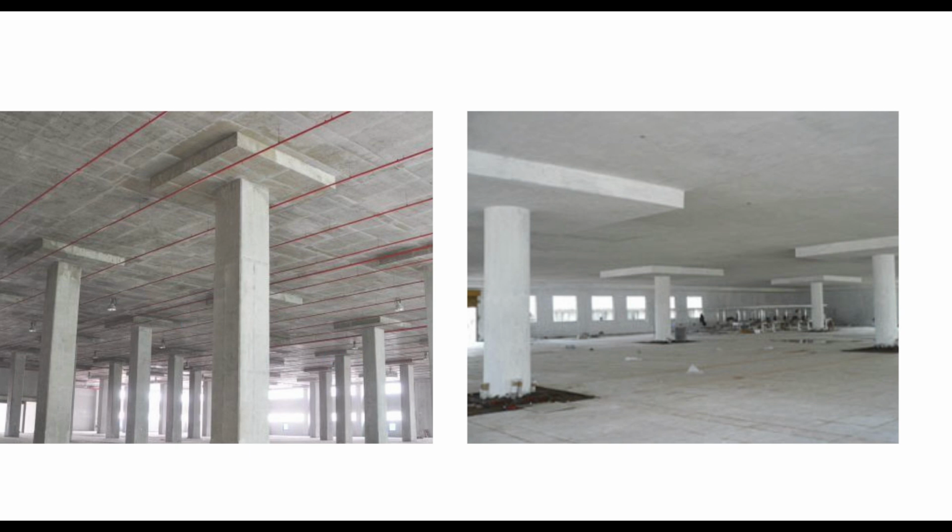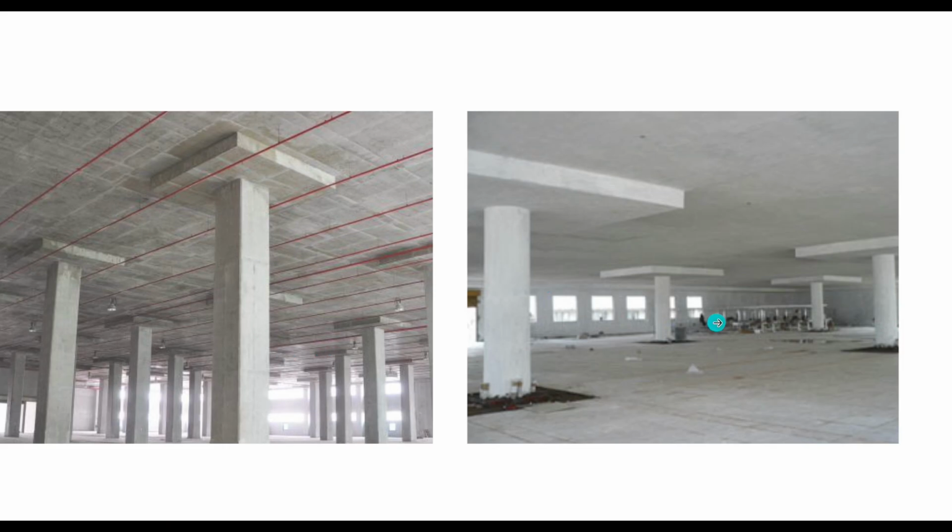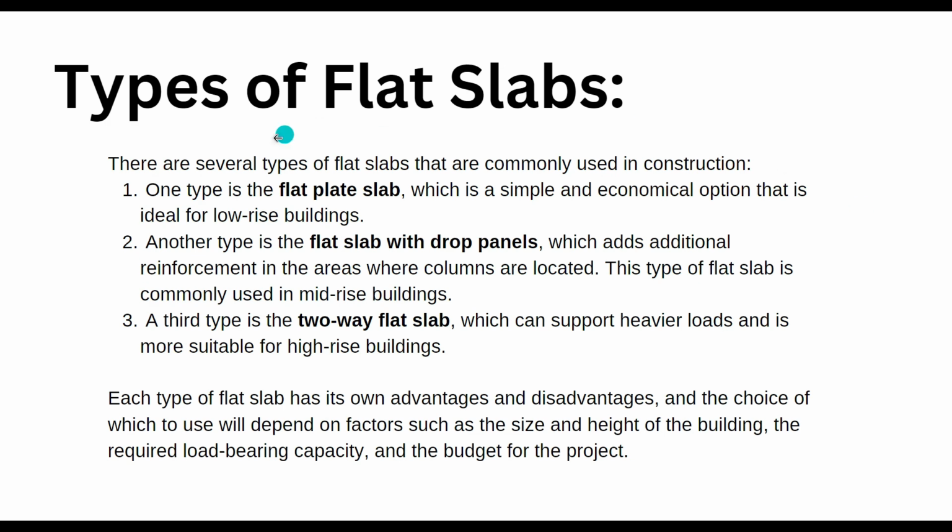So basically this is how the flat slab will look. I just showed you in the SketchUp, right? So basically this is how they look in real life. So moving forward, now types of flat slabs.